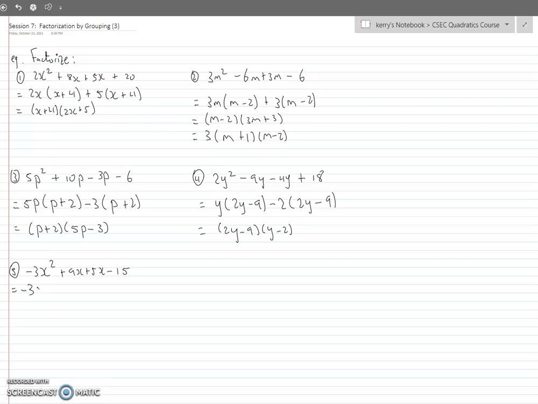So negative 3x could divide this. Negative 3x squared divided by negative 3x is positive x. 9x divided by negative 3x is negative 3. Now from this one here, I can withdraw my plus 5. 5x divided by 5 is x, minus 15 divided by 5 is minus 3. So this now gives me x minus 3. I could withdraw that, and I am left with what is outside the brackets, which is minus 3x plus 5.